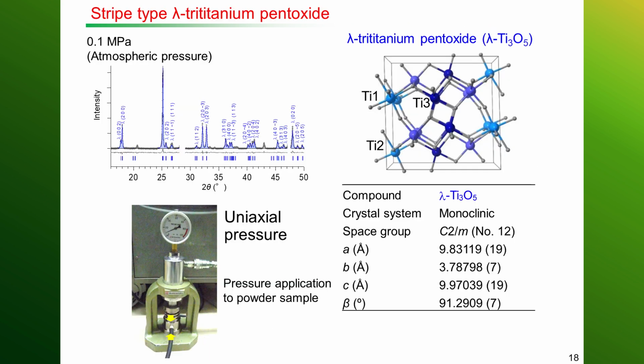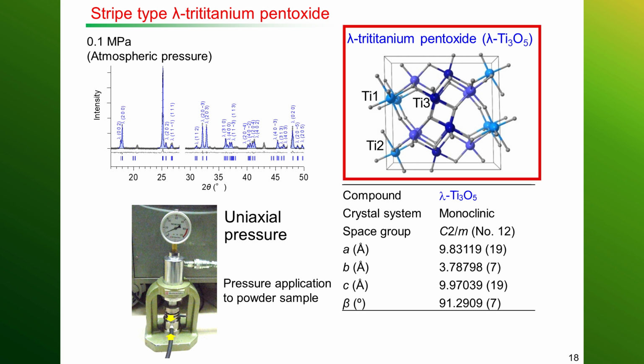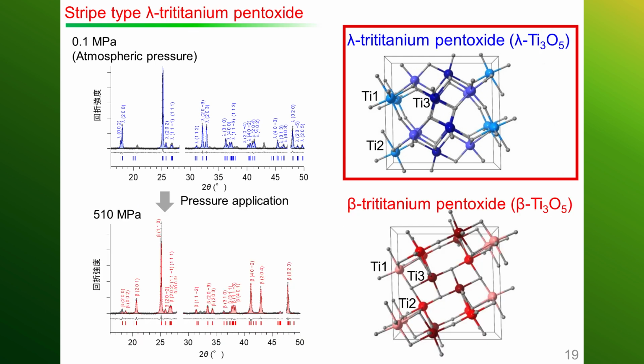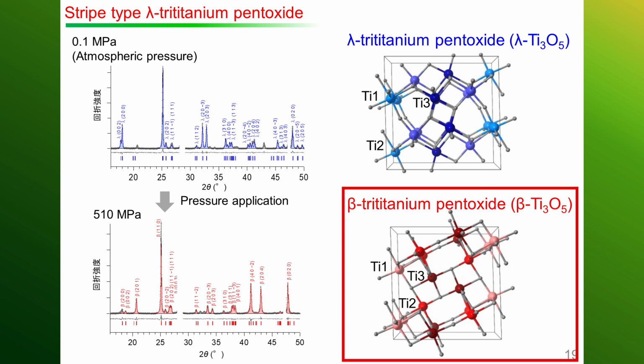Interestingly, when we applied pressure to this material for molding, because the powder form is inconvenient for practical use, by changing the pressure slightly, our original lambda titanium pentoxide underwent a phase transition to beta-type titanium oxide, which is a known structure. The crystal structure of ordinary trititanium pentoxide is generally the beta phase. We found that pressure induced a phase transition of our original material, resulting in a beta phase material.